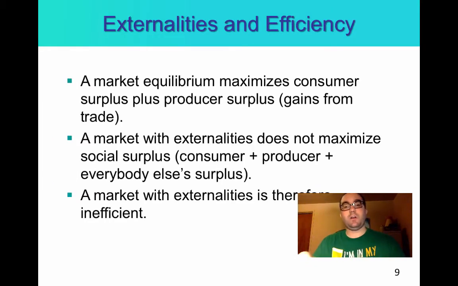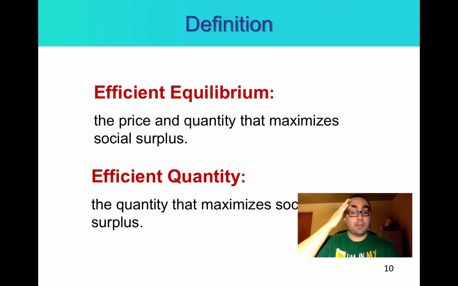So, we know from our talks a market equilibrium price maximizes consumer plus producer surplus. Now, when a market has an externality, we cannot maximize social surplus. Why? Because the price signals aren't there, thus markets with externalities are inefficient. Okay, so we know what the efficient equilibrium and quantity is. That's where we cross those lines. That's where it maximizes surplus.